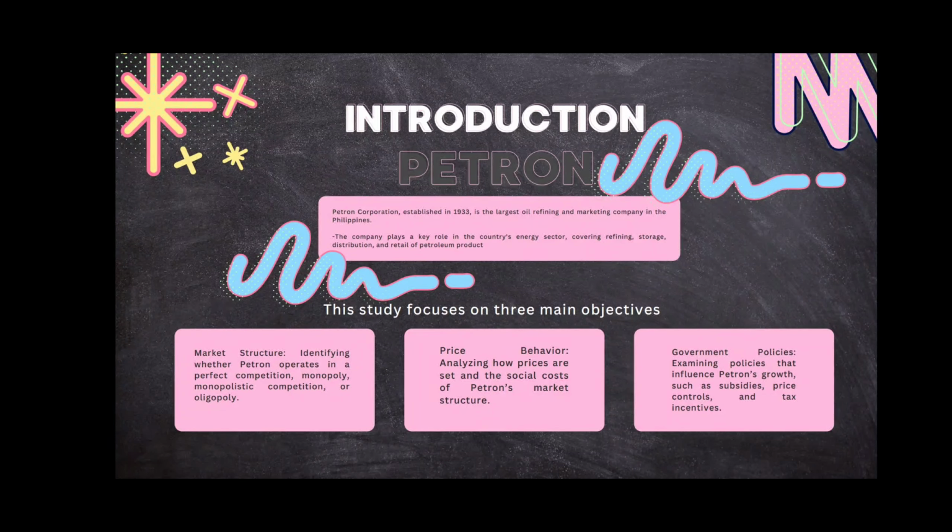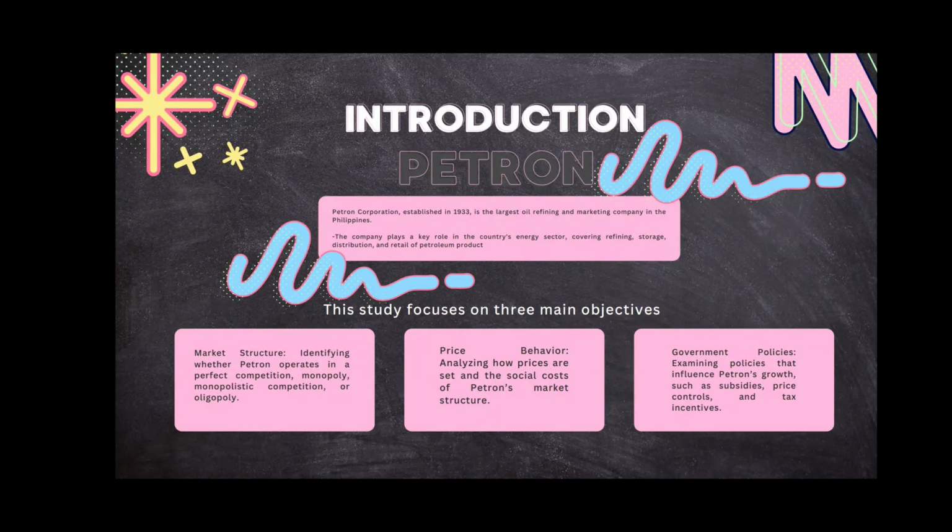Introduction. Petron Corporation was established in 1933 and is the largest oil refining and marketing company in the Philippines. The company was founded with the aim of serving the country's energy needs. Petron has grown to become a leader in the downstream oil sector, with operations spanning refining, storage, distribution, and retail of petroleum products. Its integrated business model ensures efficient fuel production and delivery, serving millions of consumers and industry nationwide.